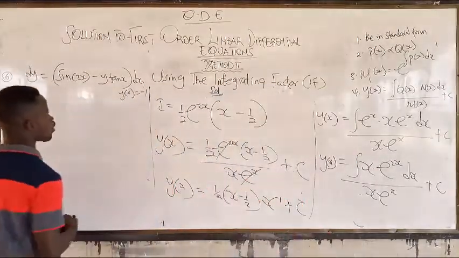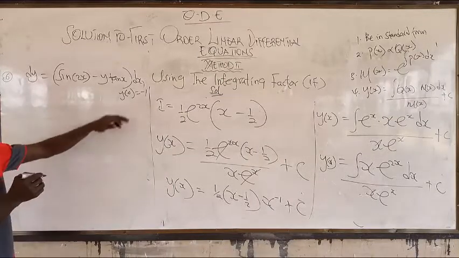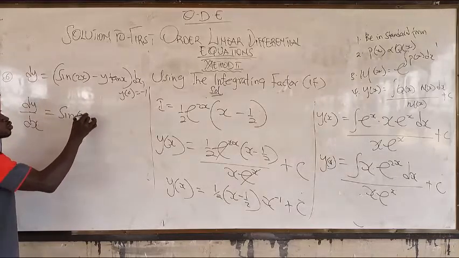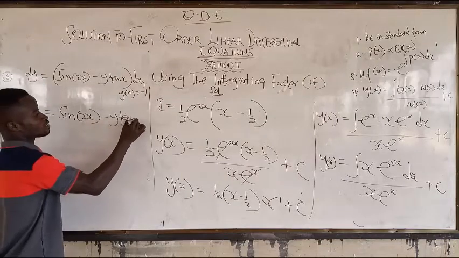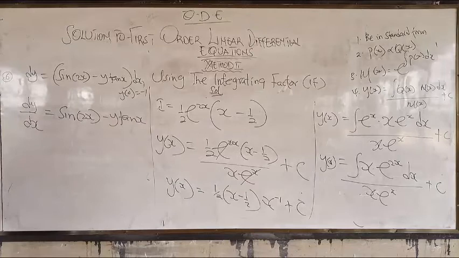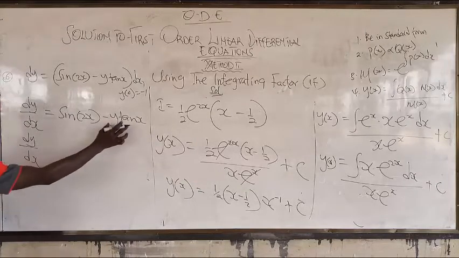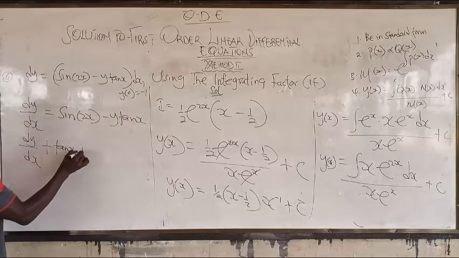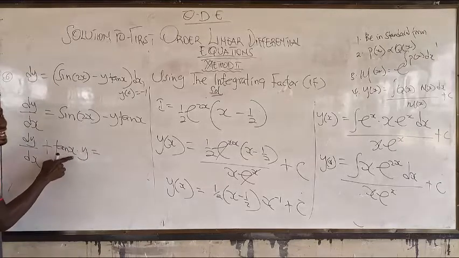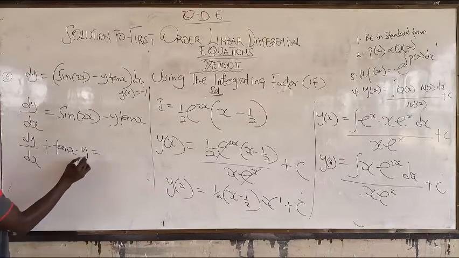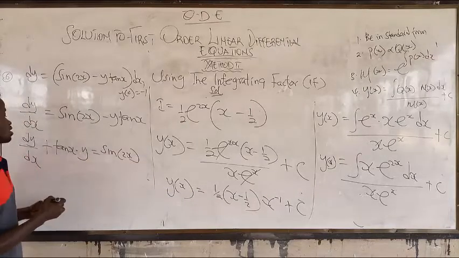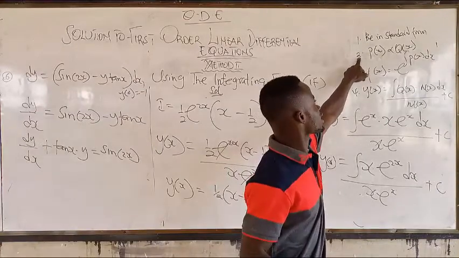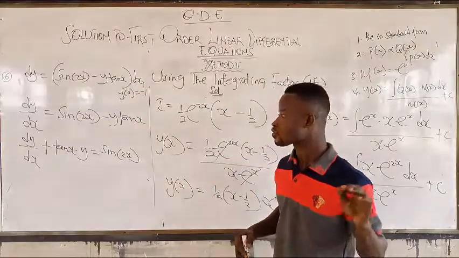We have it in standard form. So having this, you can divide both sides by dx so that you get dy/dx equal to sine 2x minus y times tan x. And to be in the standard form, we have to bring the y term to this side, so plus tan x times y equals sine 2x. Very good. Since we are in the standard form, we can now identify our second part, which is P of x.